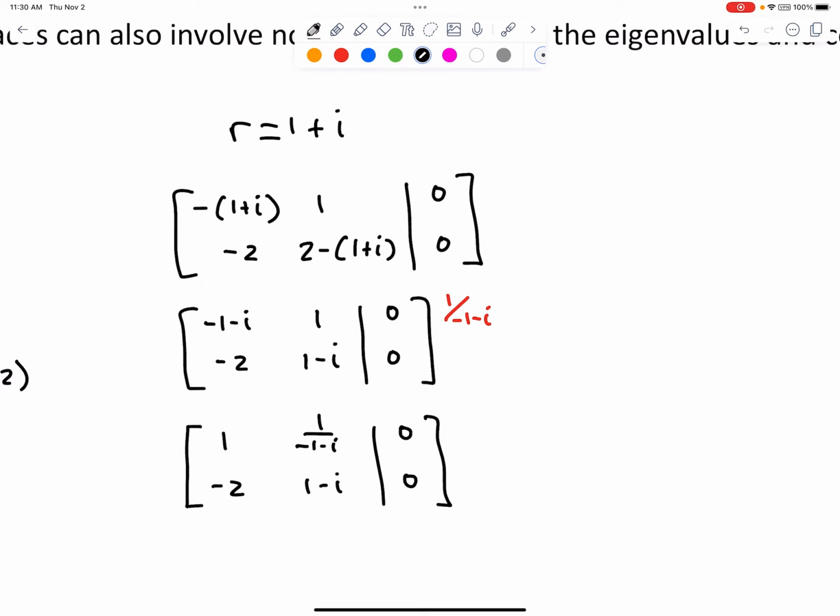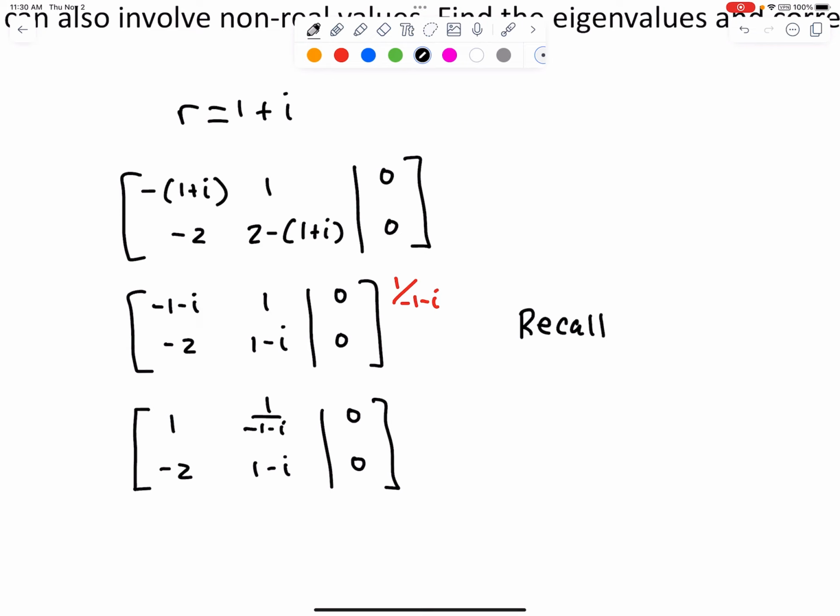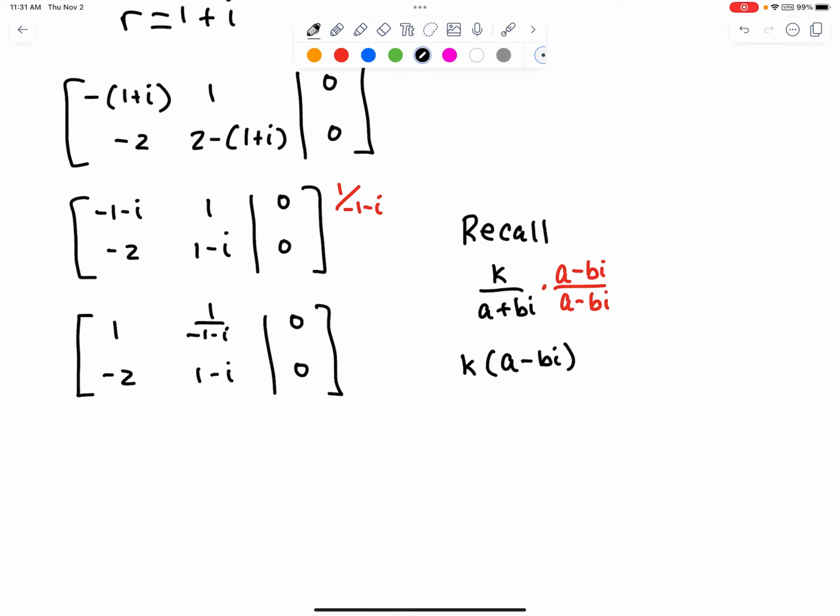Now we want to do a little bit of review of what it means to divide by a non-real number. So recall that if you have some sort of real number divided by a non-real number of the form a plus bi, you can make the denominator real by multiplying this by the conjugate of a plus bi, which is a minus bi, over itself. We'll leave the numerator factored, but I will distribute or FOIL the denominator. We're going to get a squared minus abi plus abi, so the abi's will cancel, and then minus b squared i squared, but i squared is negative 1. So we wind up getting a squared plus b squared, which will be a real number.